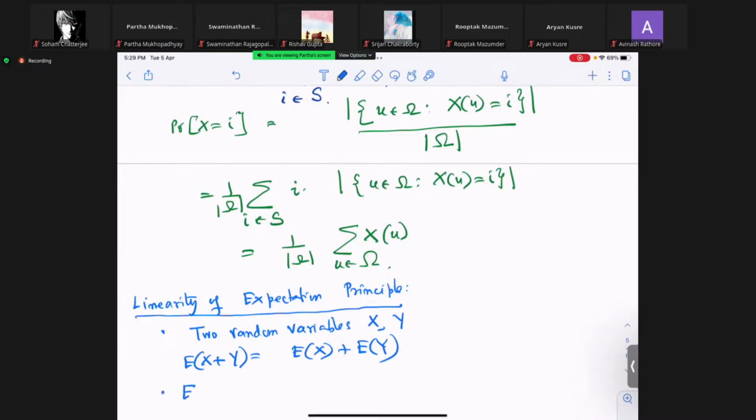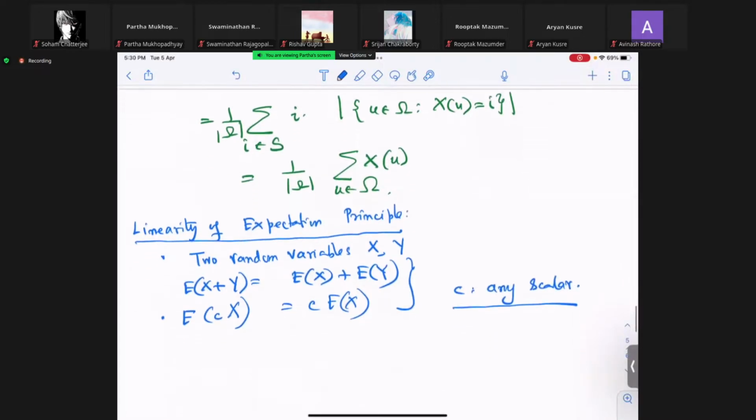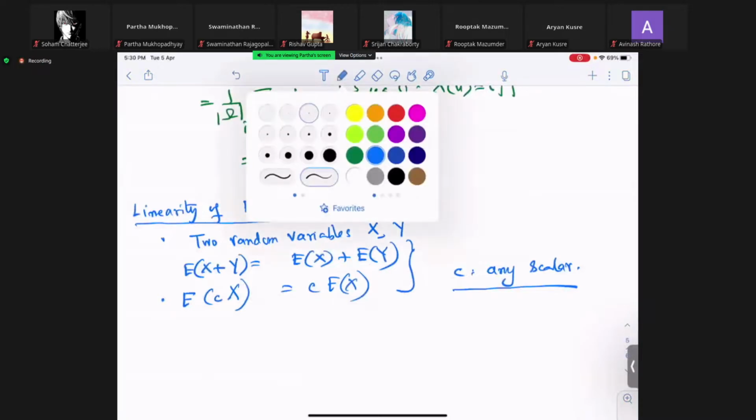And there is nothing particular about two random variables. You can take k random variables and then it's just the summation of the expectations of the k random variables. And if you multiply by some scalar, it's naturally the scalar times this. These two are the principle of linearity of expectation. Here c is a scalar. So what is the proof? Proof is just one line.